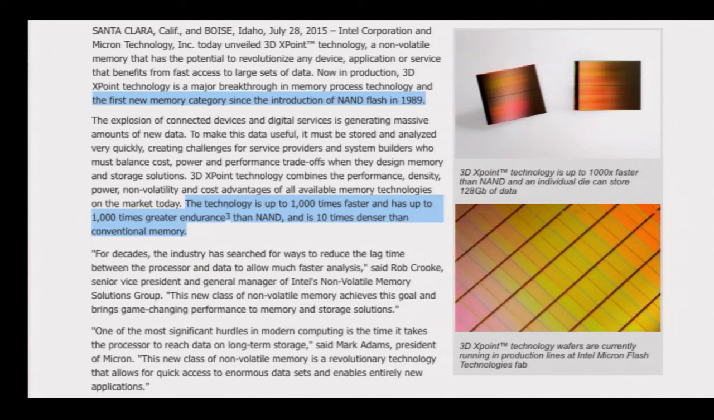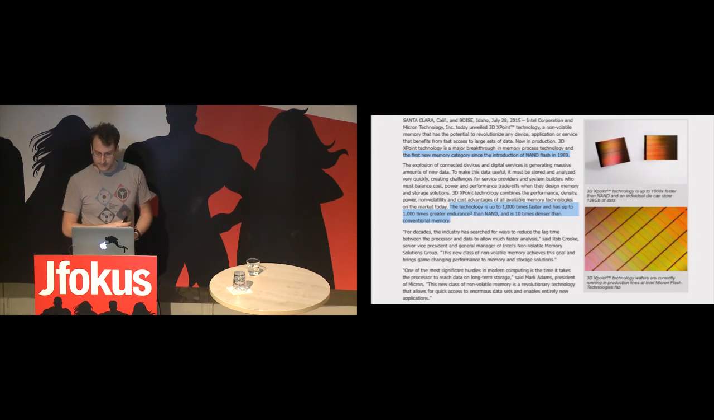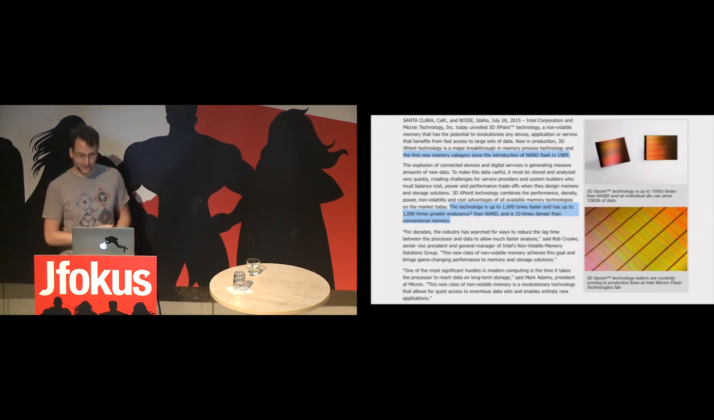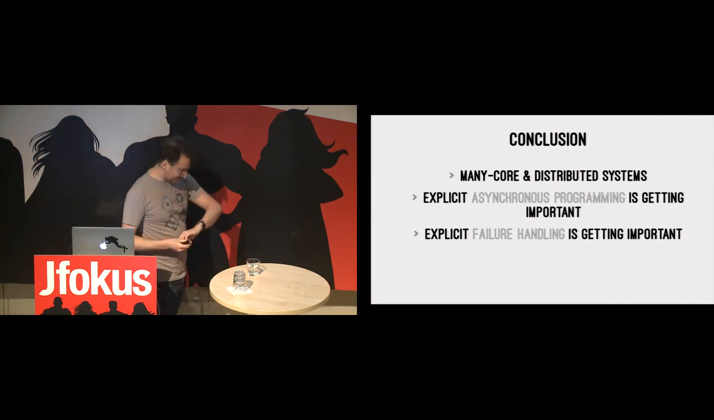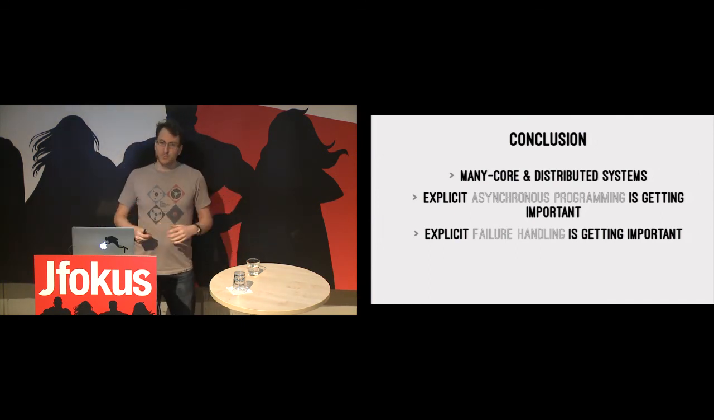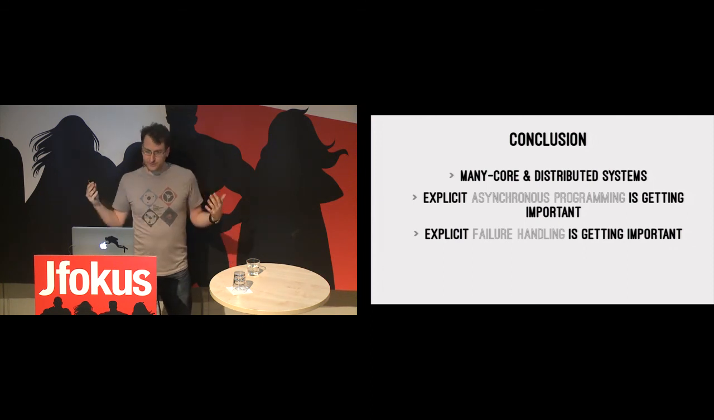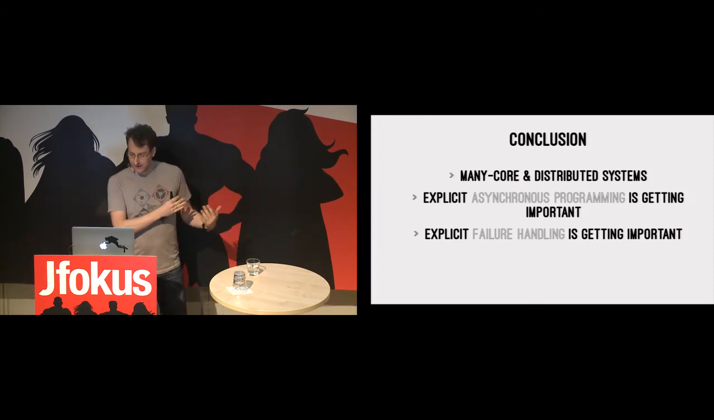And this will have a huge impact on CPUs, because the caches in the CPUs will dramatically change with this. So that's quite interesting, and these are evolutions that we're seeing. But in conclusion, what I want to say for this theoretical part is that we're moving towards a trend where we have many-core systems and distributed systems.